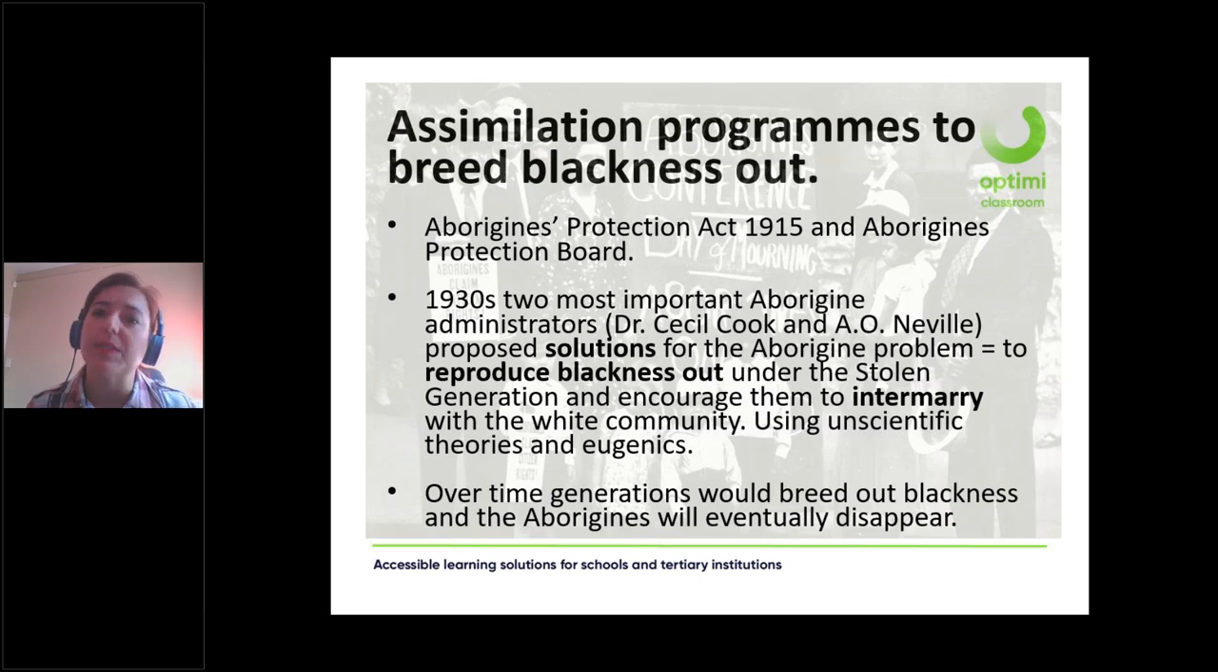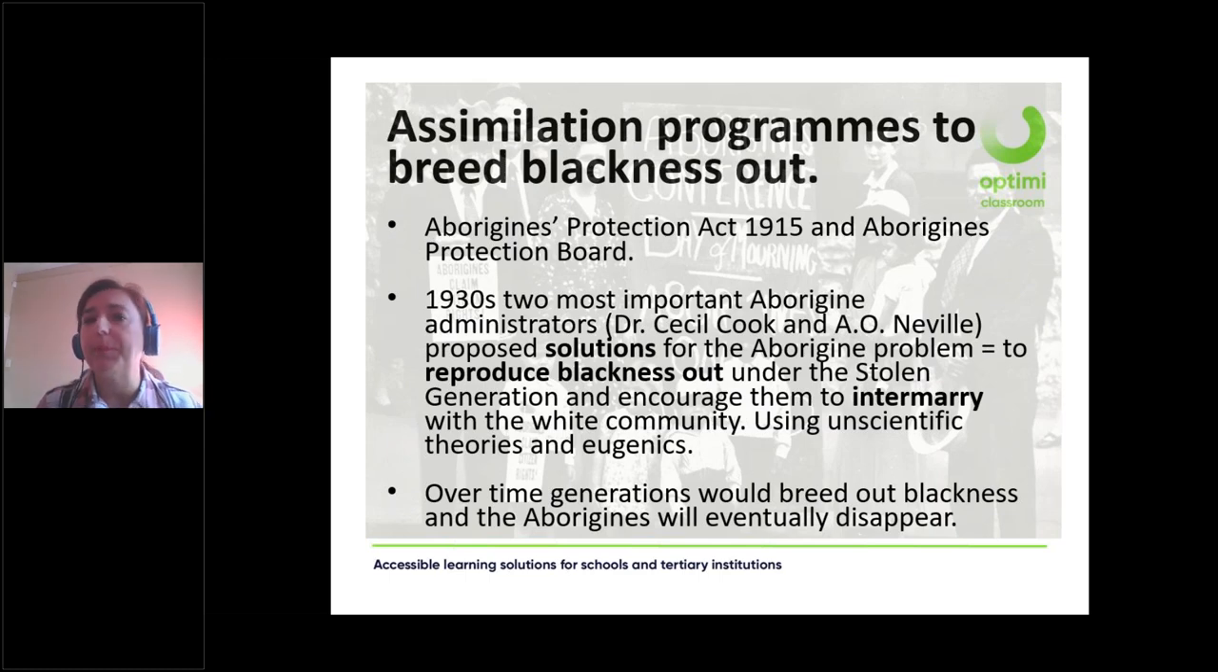This is a long-term solution, because eventually in generations to come, there's a possibility that the blackness could be bred out of the Aborigines, of the half-caste children, and that they could actually then become a white generation in the future. Right. Not the only country to implement this. A lot of other countries also implemented this.